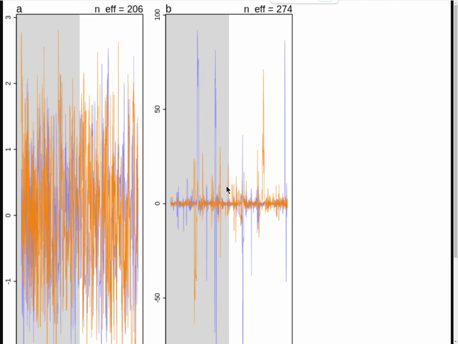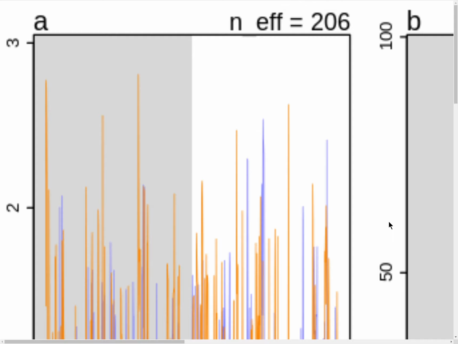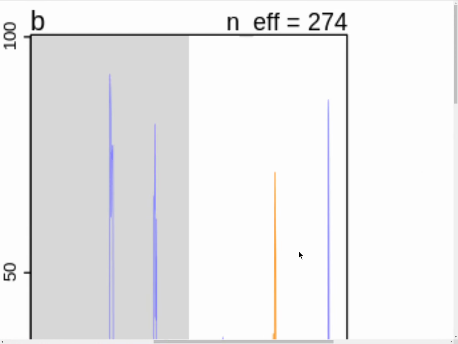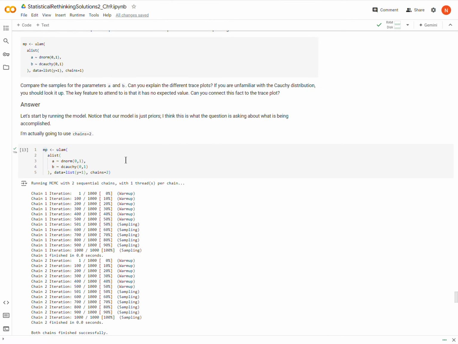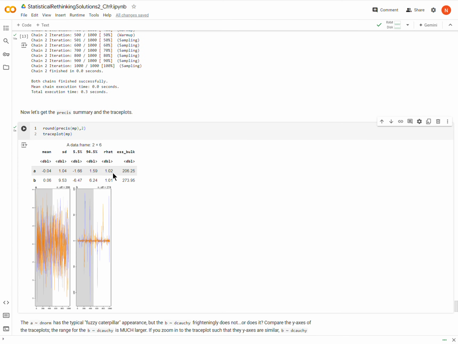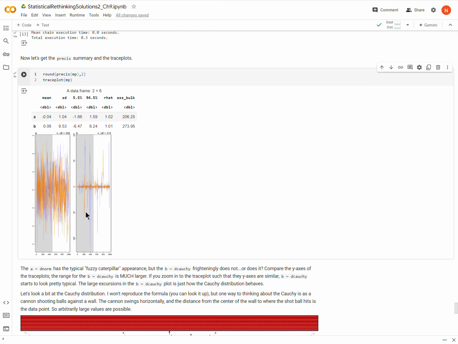If I were to zoom in, and I can only do this so well here, 3 would be pretty low, and just this central part probably does look like a fuzzy caterpillar. That would make sense because we saw with the precis output that even though we have this weird looking trace plot, the sampling was good, and it probably was good if we limit our view to just a little bit on either side of 0 rather than going all the way to 100.